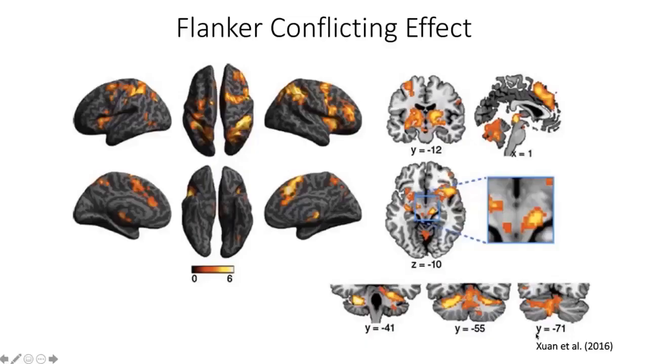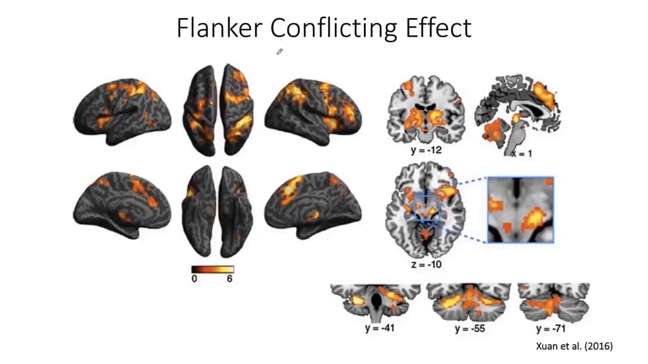The other contrast is the flanker conflicting effect. What do we mean by flanker conflicting effect? Which contrast would it be? Could you just imagine, give me a contrast that would give me the conflicting effect in the brain. Which contrast is giving me the conflicting effect in the brain, related to the flanker effect?